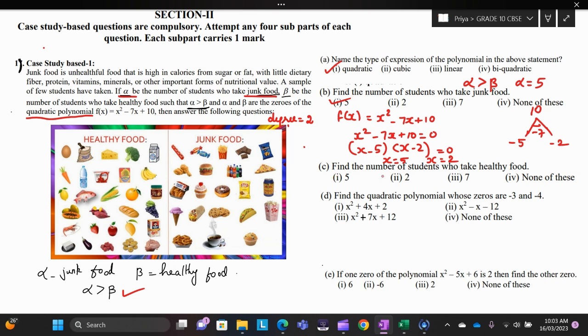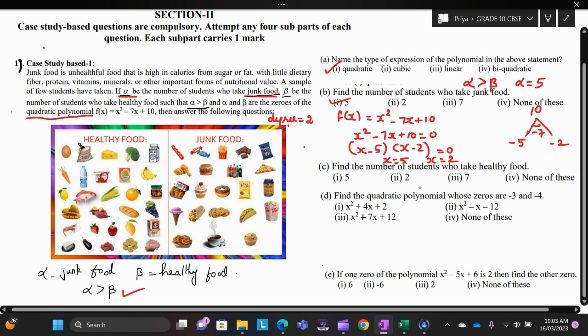Come to question number C. Find the number of students who take healthy food. So obviously, if alpha represents the number of students who take junk food, then beta represents the number of students who take healthy food, which is lesser than alpha, right? As per the condition. So it is option 2.